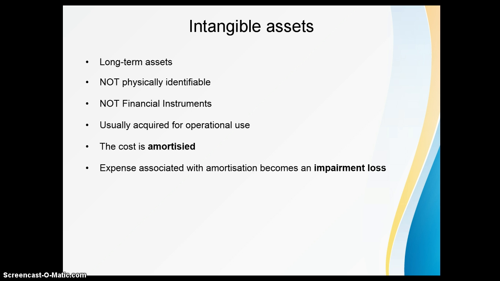And intangible assets are usually acquired for operational use, and the cost of intangible assets will be amortized. And amortization is defined as the process of allocating the cost of an intangible asset from the balance sheet to the income statement as an expense, and the expense associated with amortizing becomes an impairment loss, which is the acquisition cost being used up or lost.